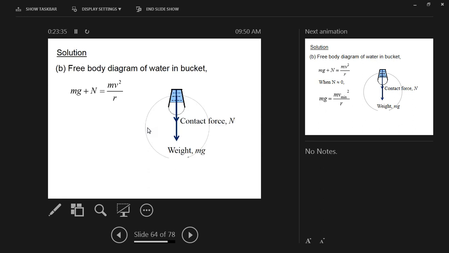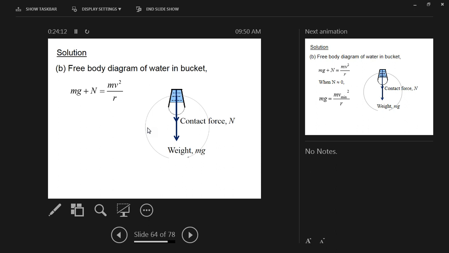Okay, so for part B, at the top right we have the normal contact force, which I call N, and then we have the weight, which is mg. So we know that in order for the water to stay, we need mg plus N to be equal to mv squared over r. But the question is asking for minimum speed. What will the minimum speed be? It will be when the centripetal force is equal to the weight, with the normal reaction equal to 0. That means it's just contact, just the right speed for it to stay there. Anything smaller, it will drop.